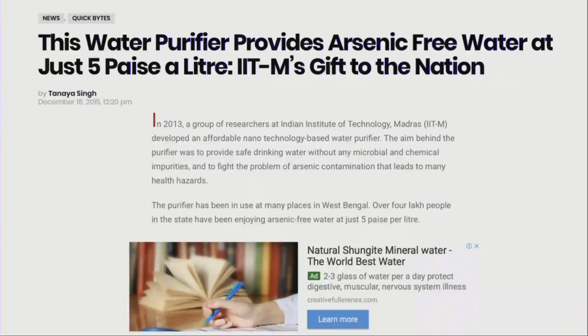And I'm talking as a representative of the scientific community. And of course, the scientific community does it. Like our IIT Madras, which is among our top 5 institutions, has created this water purifier which provides arsenic-free water at just 5 paise a liter. 100 paise is a rupee, by the way, and 70 rupees is a dollar. You can see how cheap it is, and it is spreading, and the government is playing a role.